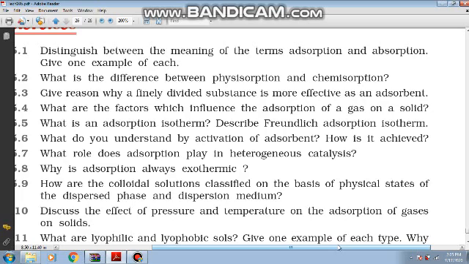7th, what role does the adsorption play in heterogeneous catalysis? In heterogeneous catalysis, adsorption of reactants onto the surface of catalyst provides an alternative pathway for the reaction which has low activation energy, and therefore the rate of reaction is increased. Why is adsorption always exothermic? Yes, adsorption is always exothermic because here adsorption simply means physisorption.